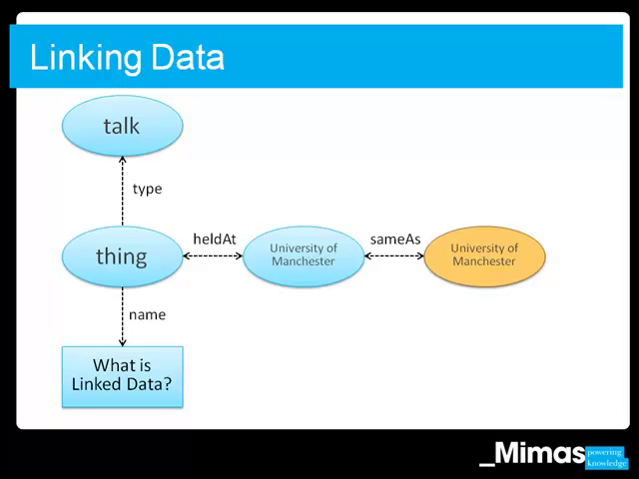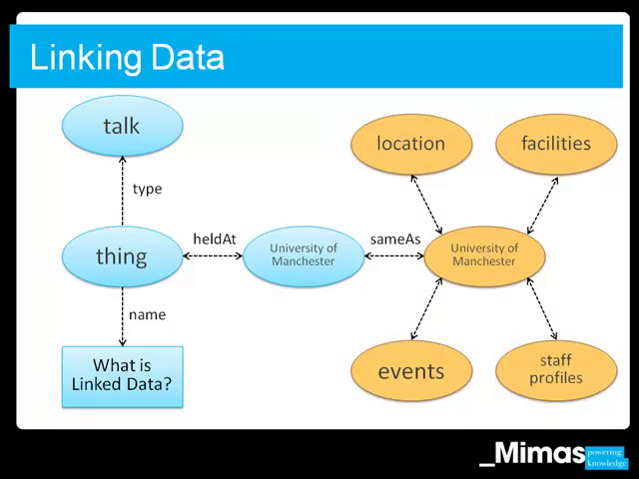Suddenly, when I create that connection, I have access to all the information that this person has about the University of Manchester. And similarly, if other people have got "same as" to this University of Manchester, I can get access to their data as well. So I can now say, well, I'm going to this talk at the University of Manchester. Can you tell me the location of the University of Manchester? Can you tell me what facilities are there? What other events are on that day? Could you give me a profile of the person who's giving the talk?